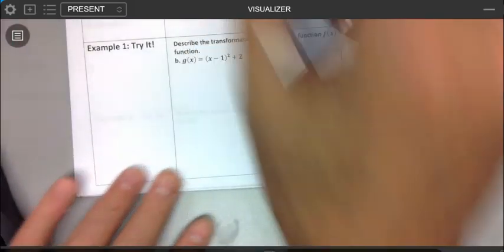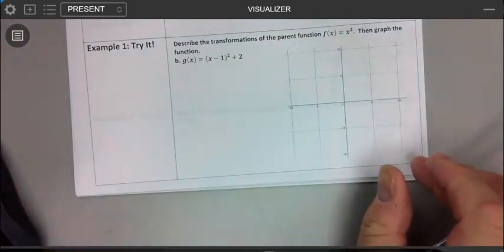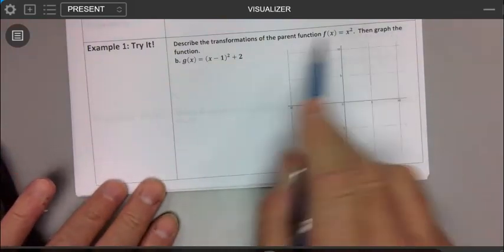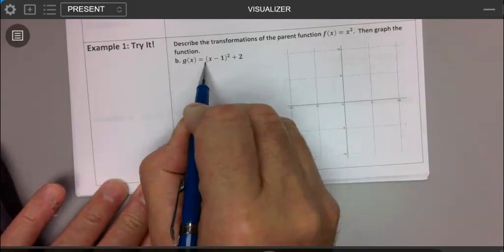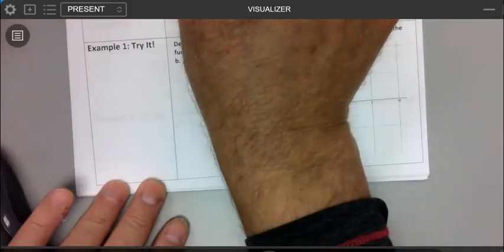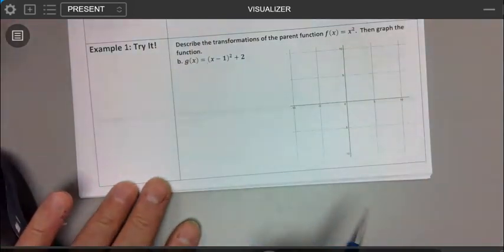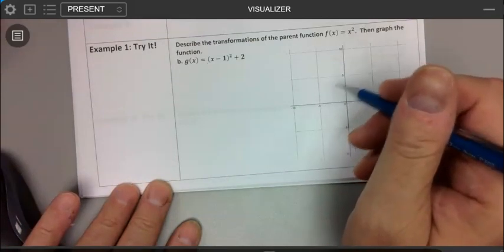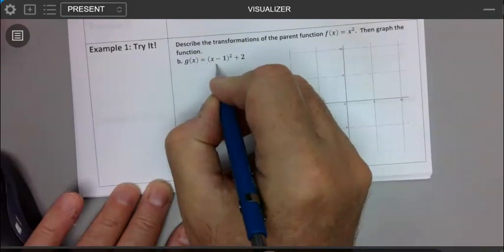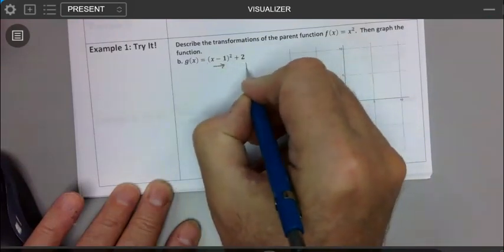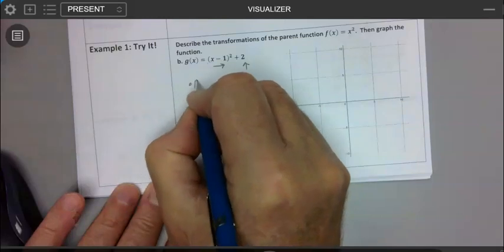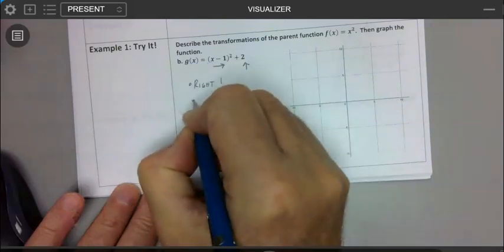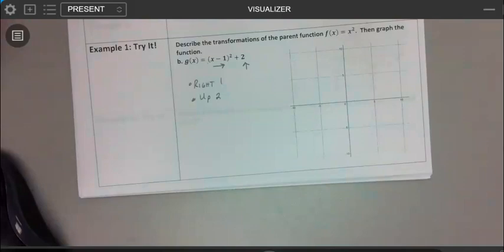This next one here, describe the transformations of the parent function, then graph the function. Notice there's nothing in front, so it's going to have the same shape as the parent function. So there's no reflecting, there's no stretching or shrinking, but this here tells me it's shifted right 1 and up 2. So right 1, up 2. Okay?